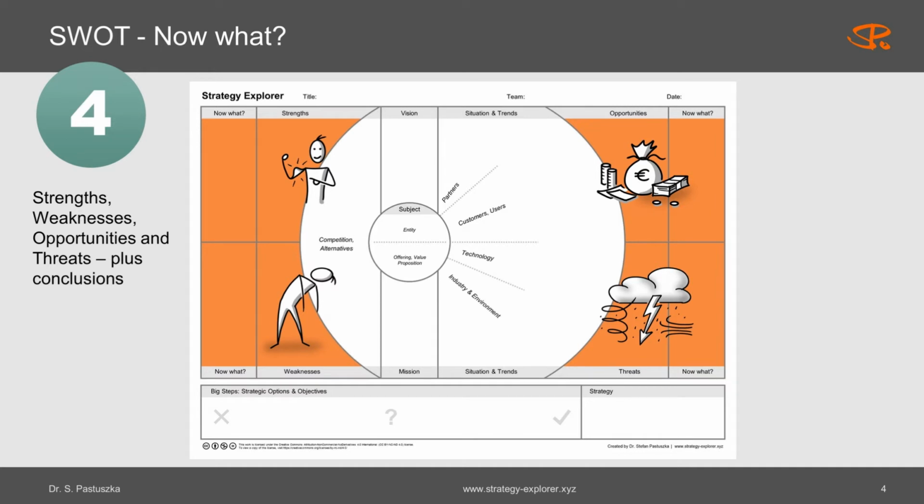For each and every finding in the SWOT analysis, it is important to decide how to deal with it. This is the purpose of the Now What fields. Without such conclusions, the analysis would remain just this, an analysis.